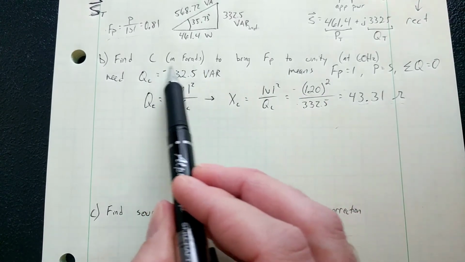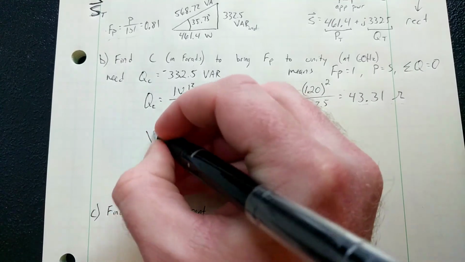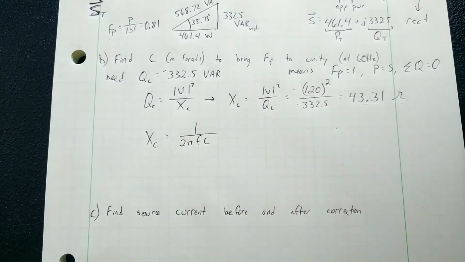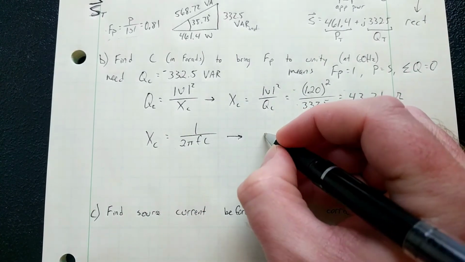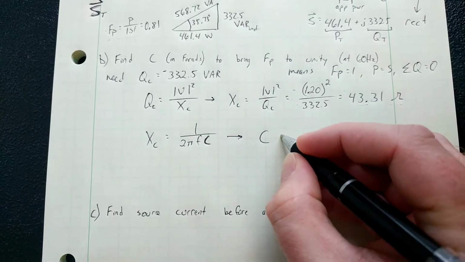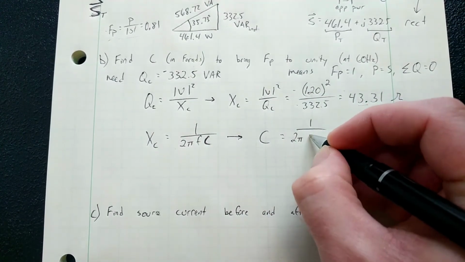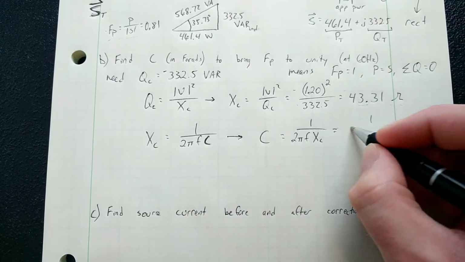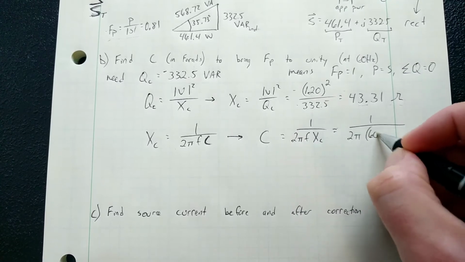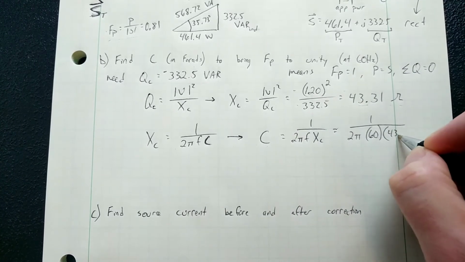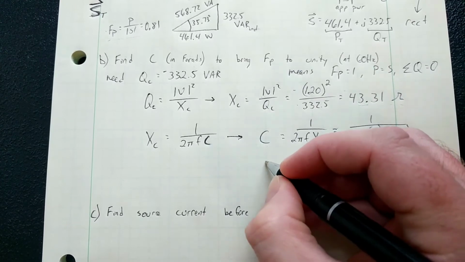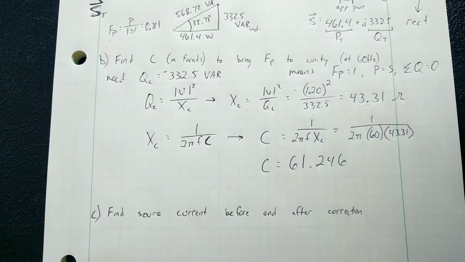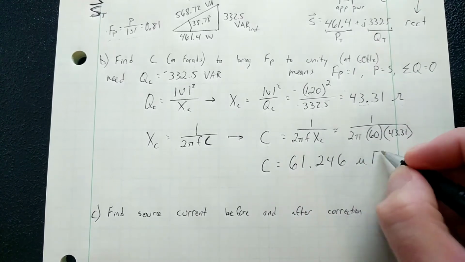The final answer is not asked for in ohms, though. We've given a reactance, but we need the capacitance. Well, we have the equation for the capacitance, 1 over 2 pi FC, at the top of your formula sheet. We can rearrange for the C being capacitance, 1 over 2 pi F XC, and we're going to solve for the C, 1 over 2 pi 60, XC being 43.31, and the C comes out to 61.246 microfarads.